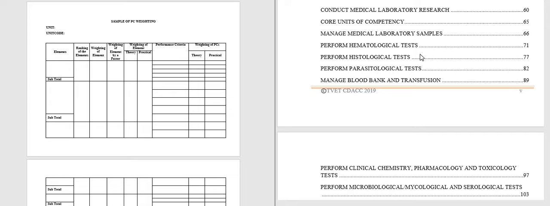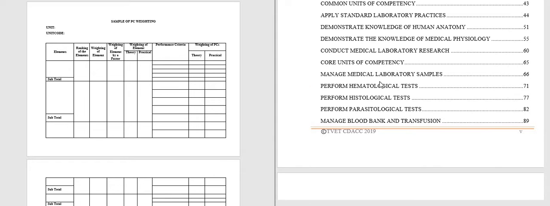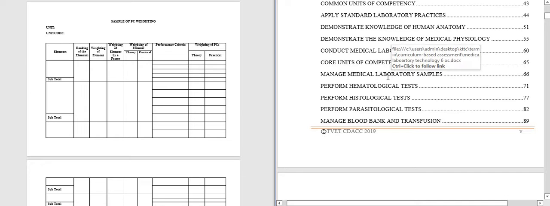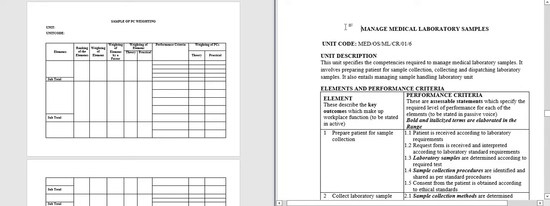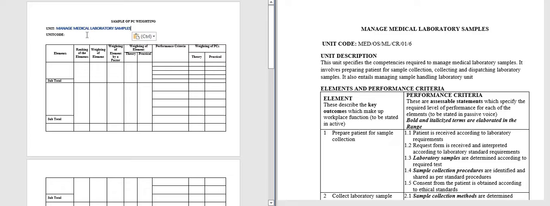I can decide to choose manage medical laboratory samples. I pick this, that here. So the unit is manage medical laboratory samples. You just copy that and then paste it here. The unit is manage medical laboratory samples, and then the unit code is also provided here.